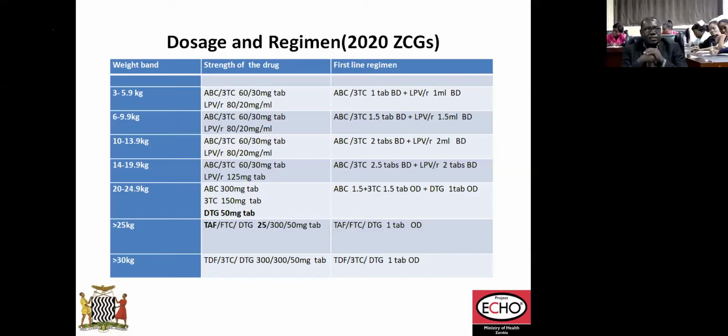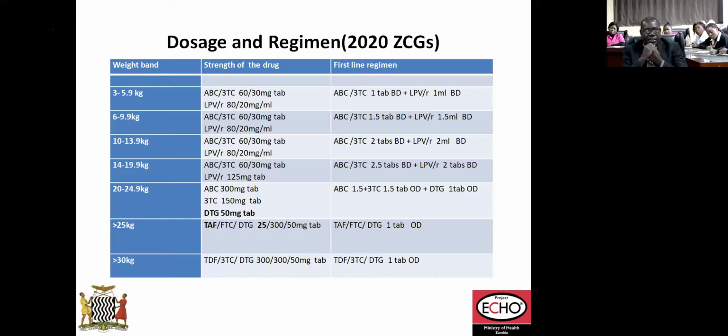So in this case, if the formulations you have are ABC3TC 60/30 and Lopinavir syrup, which is 80/20 milligrams per ml, then when you give this patient the prescription, it will read: ABC3TC, 1 tablet twice a day, or BD, plus Lopinavir/Ritonavir, 1 ml BD. So the moment you look at this dosage chart, you know what regimen to give and exactly how much to give.